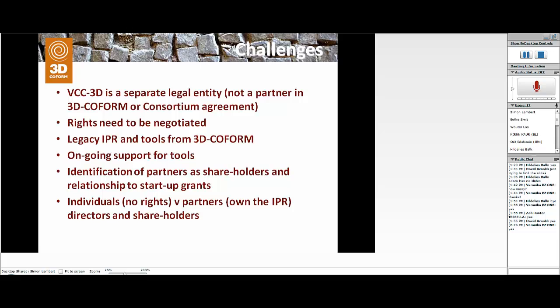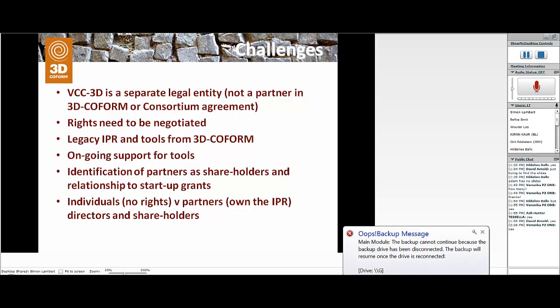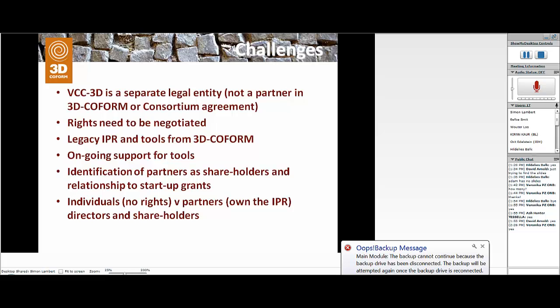So, challenges. One is that the VCC 3D is a separate legal entity. It's not a partner in 3D Co-Form or the consortium agreement. So there are rights we want to use, the results of the project, while formally tied up with the partners. Depending on the partners, you may have a variety of opinions about the degree to which they wish to share those freely, or what sort of licensing arrangements and what sort of commercial value they see within the products, the tools and sets and so on that they have developed.